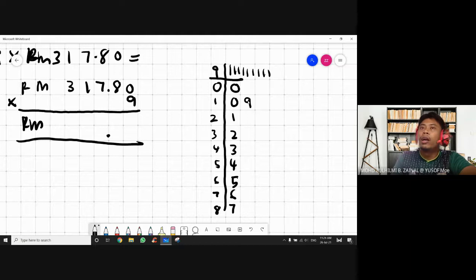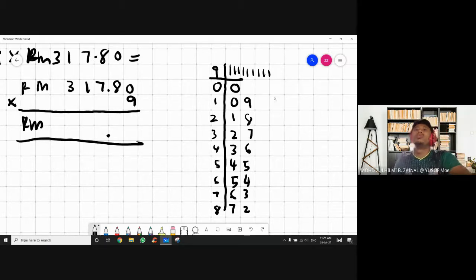Lepas tu turunkan pula. Tadi menaik, tadi ascending, now descending pula. Menurun, decreasing. 9, 8, 7, 6, 5, 4, 3, 2. Turun. So ini je cara dia kalau nak senang. So turun apa, then relate lah. Okay, then you can relate.